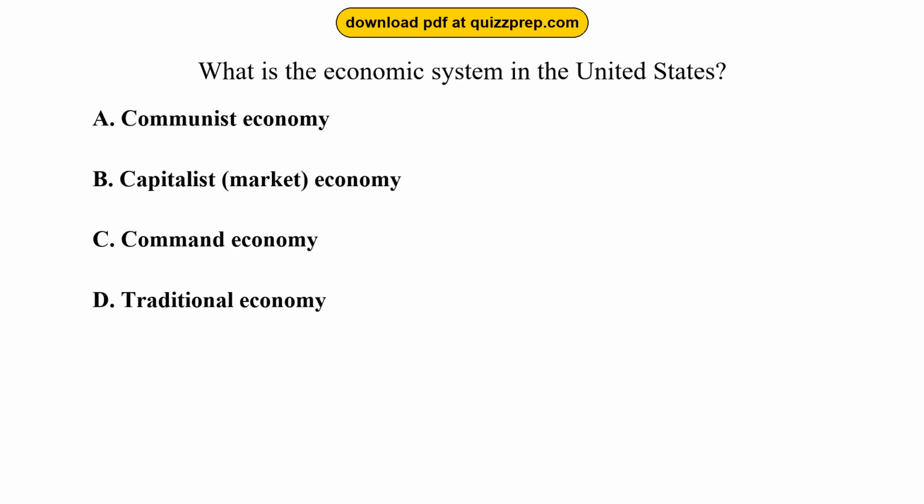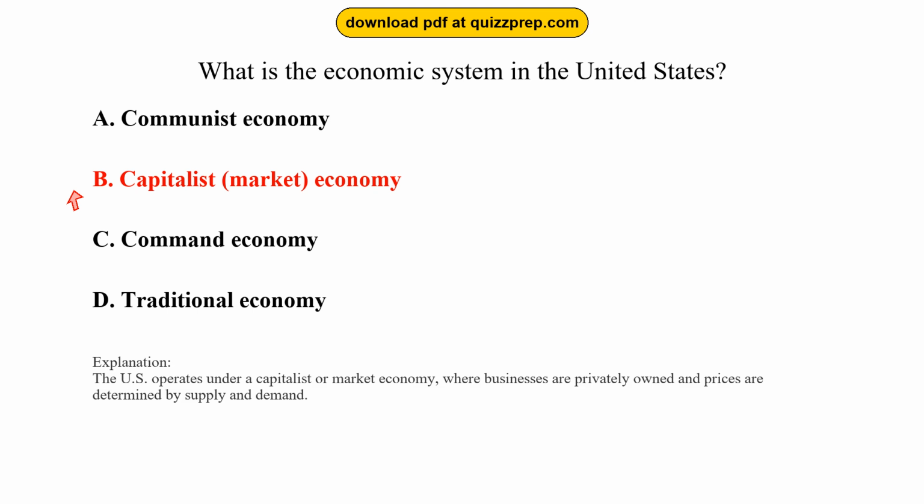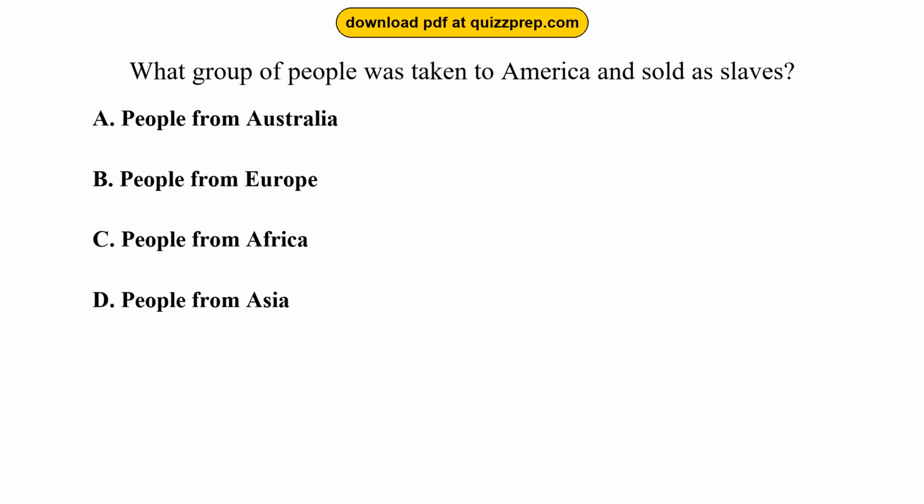Question 84. What is the economic system in the United States? Option A, communist economy. Option B, capitalist, market economy. Option C, command economy. Option D, traditional economy. The correct answer is option B, capitalist, market economy. The U.S. operates under a capitalist or market economy, where businesses are privately owned and prices are determined by supply and demand.